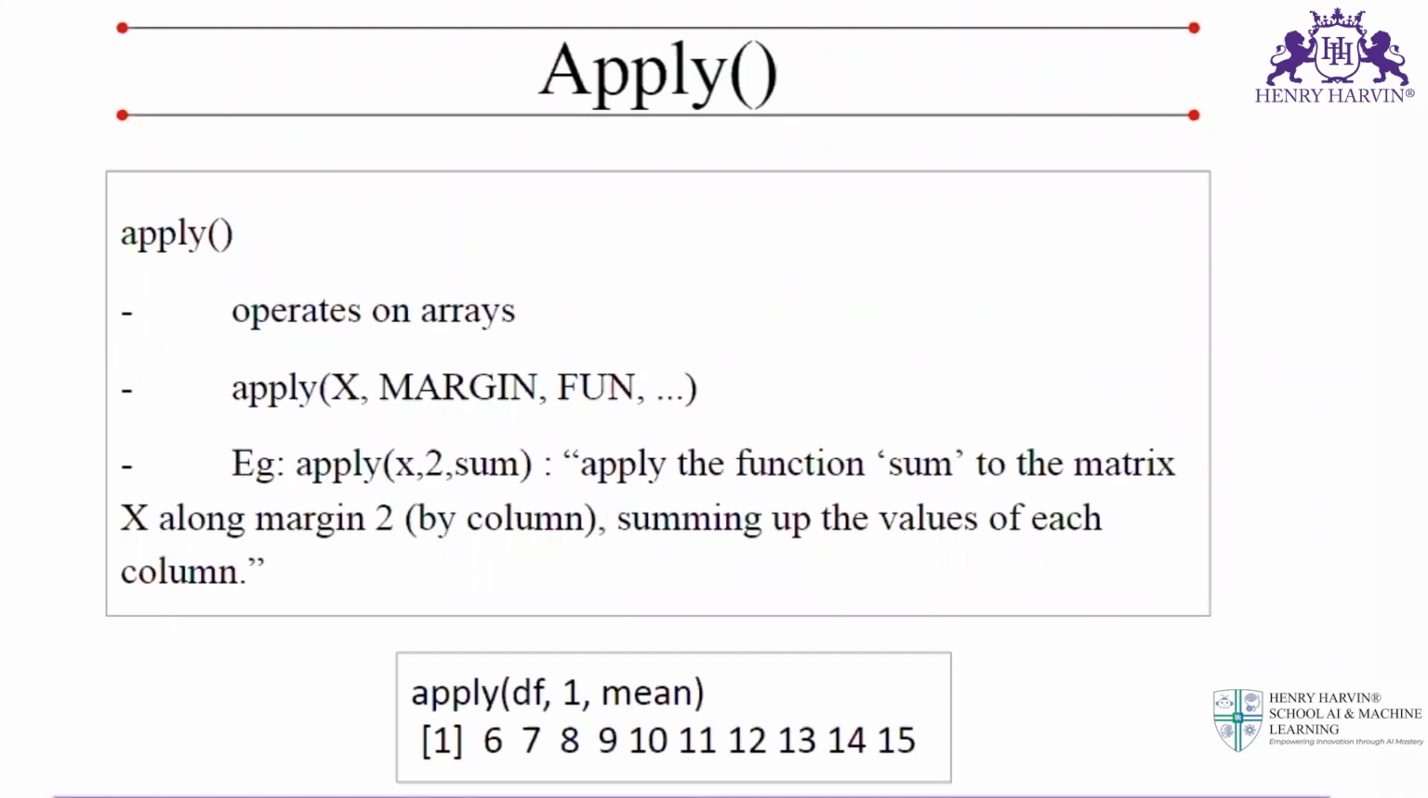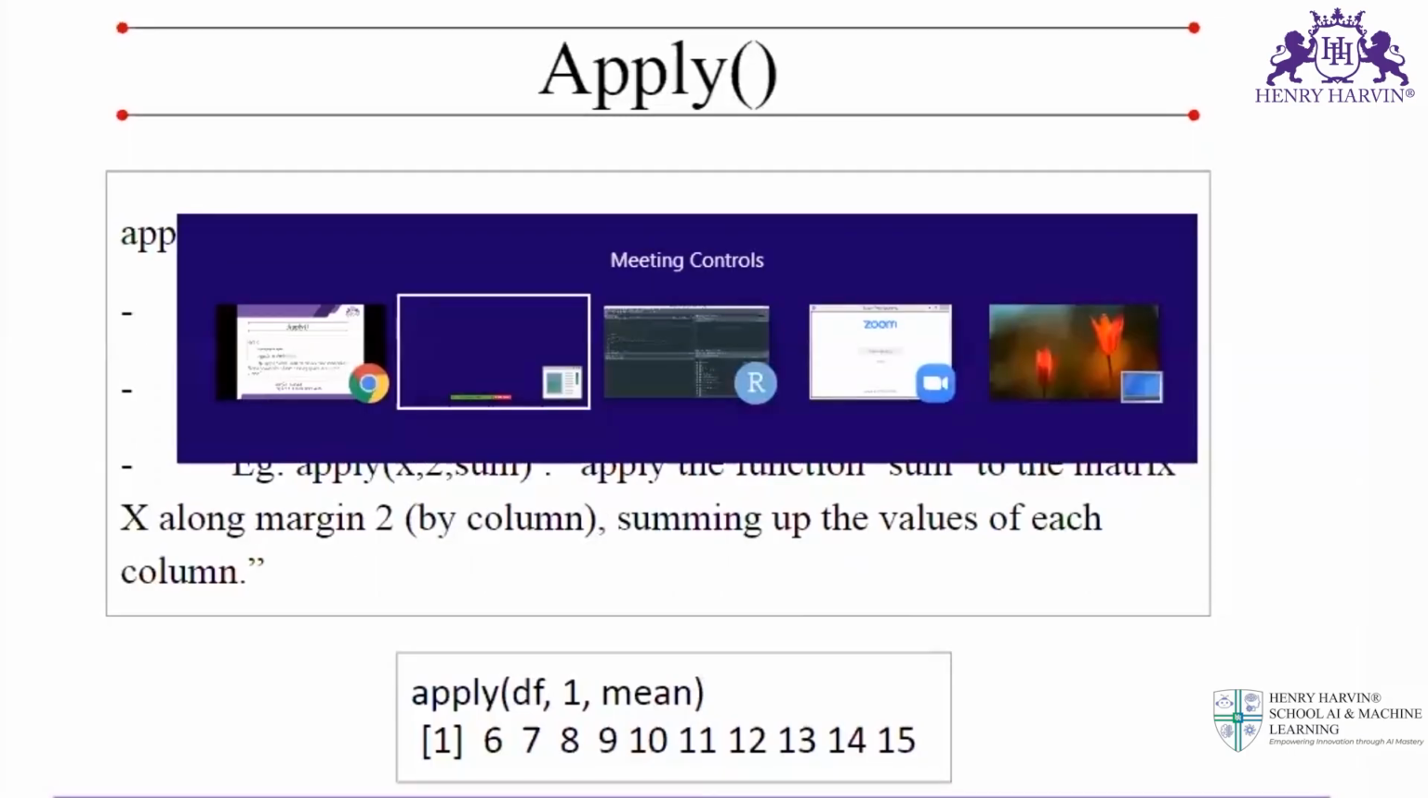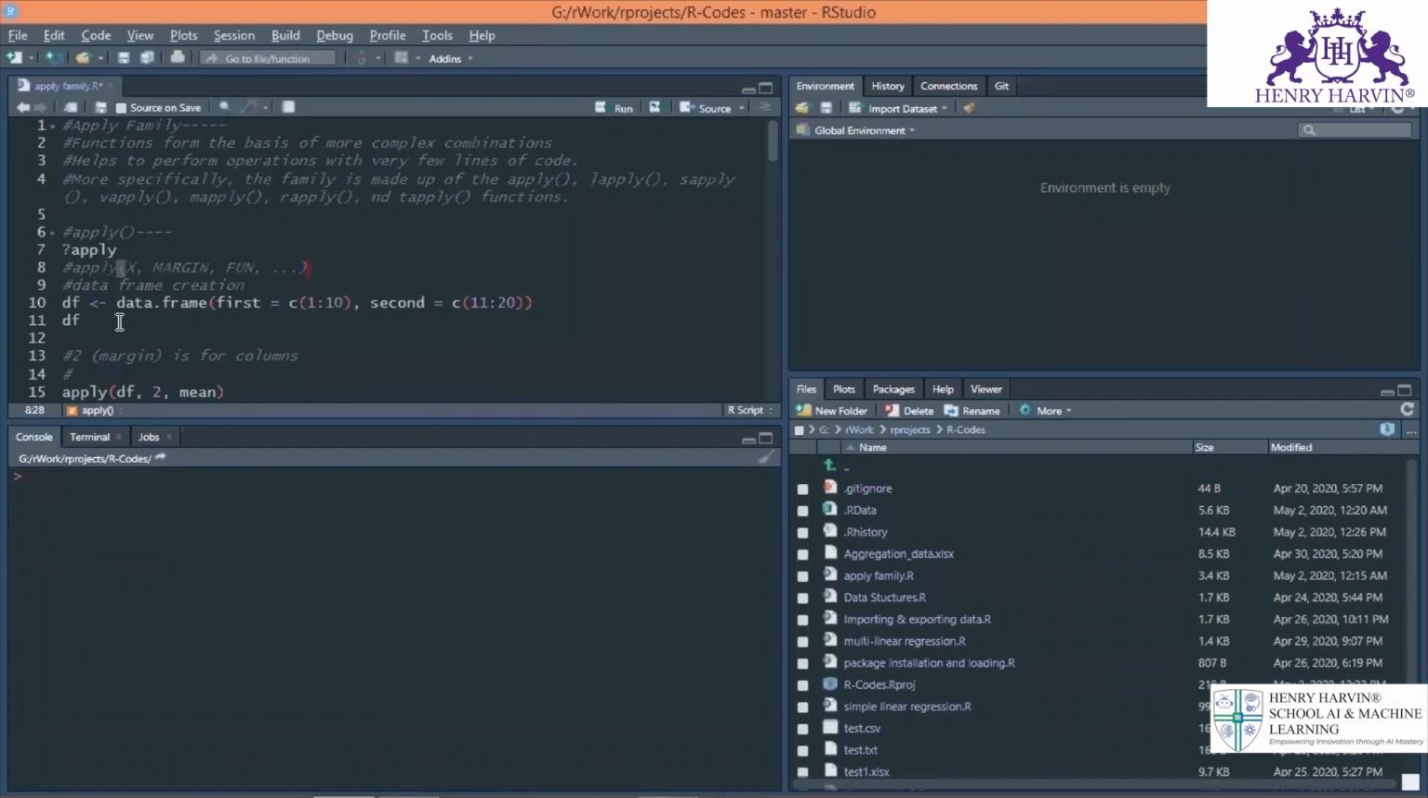The apply function operates on arrays, data frames, or matrices and returns vectors or a list of values in return. The syntax for apply is: within the brackets, x, then comma margin, then comma function. So what it says is apply the function to the column or row, which is the margin here, and x is the data frame on which our function will be applied. Let's go to R and check how to apply this function.